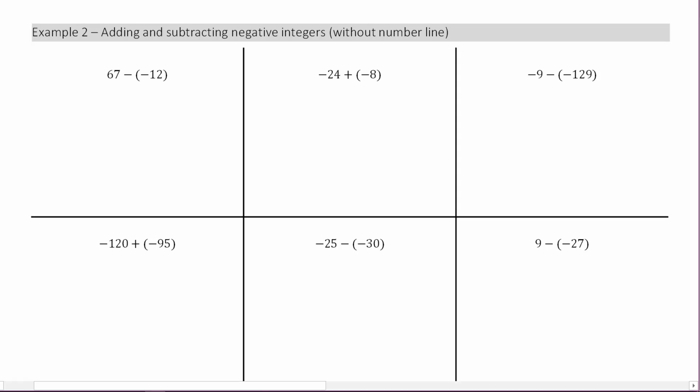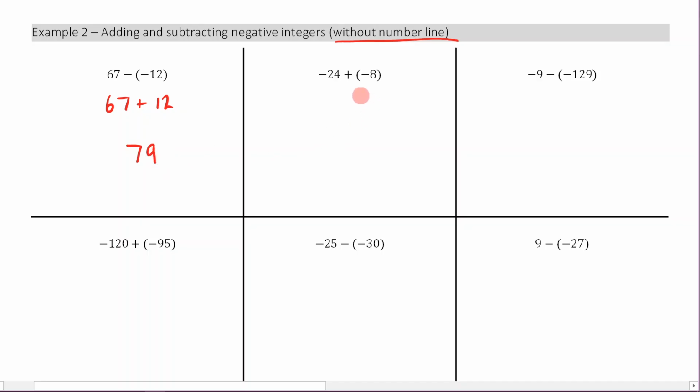Welcome to the second part of this lesson, and we're just going to go through a few more examples here. So we're going to go through some examples now without a number line and see how we go with it. All right, so the first one is 67 minus negative 12. We know that when we're minusing a negative, we rewrite it as plus whatever this is. So now we just have 67 plus 12, and we know that's going to be 79.